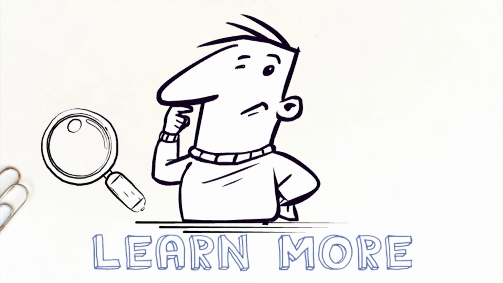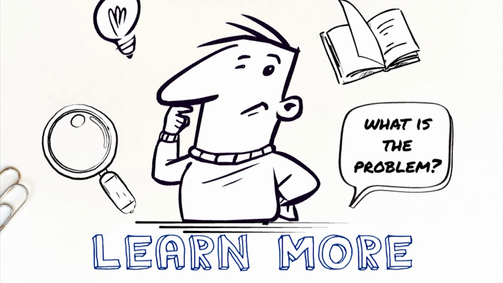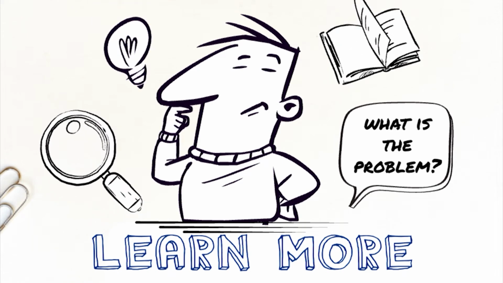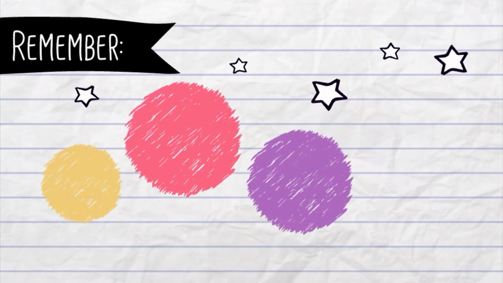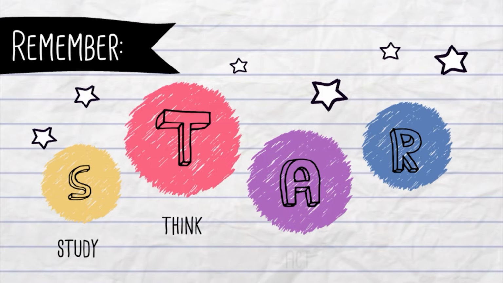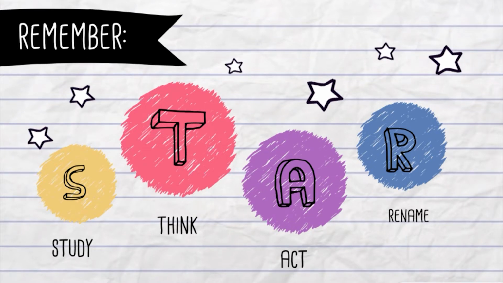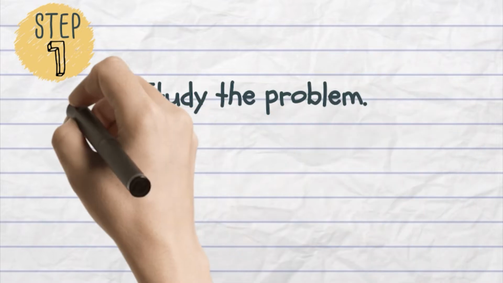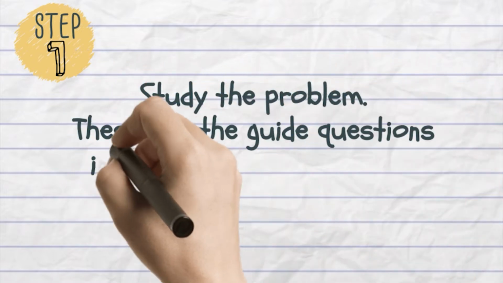Before we can help Weng and Jay, we first have to identify the steps in solving word problems. In solving word problems, all we need to remember is the word STAR, S-T-A-R. S means study, T means think, A is act, and R is rename. We're going to be using these steps in helping Weng and Jay know how much water is needed to fill the aquarium. Step 1 is study the problem. In step 1, we have guide questions in studying or analyzing the problem.